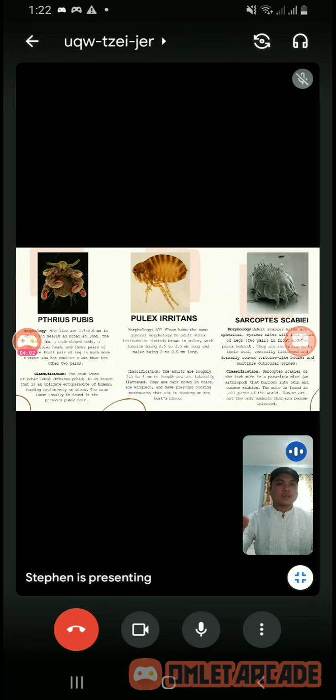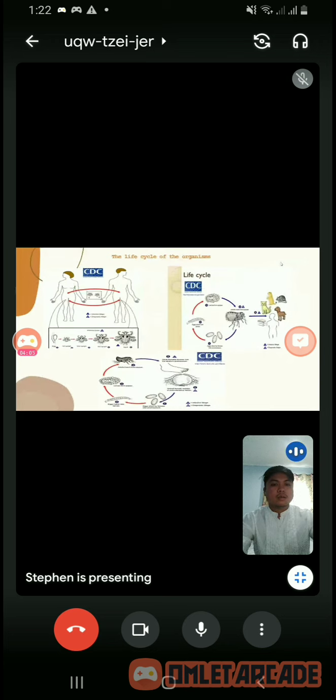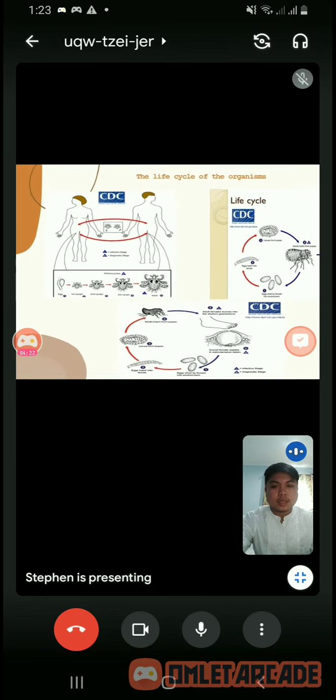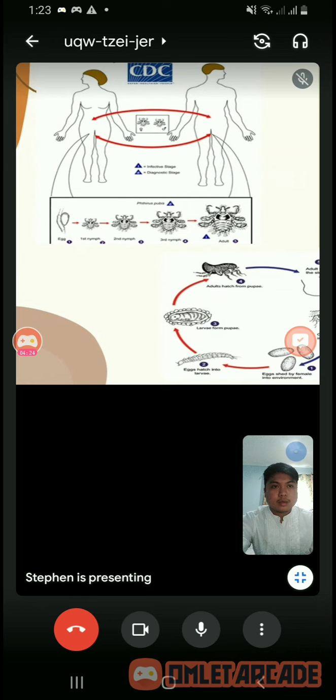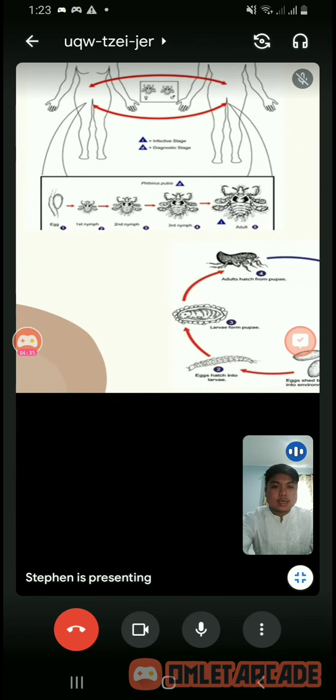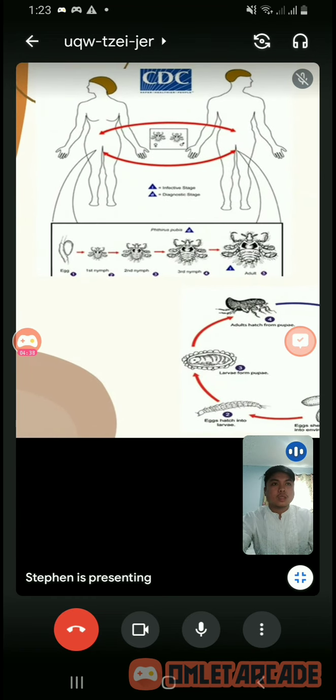So, pabalikan natin yung Pthirus pubis dito sa unang table. So, this is through contact by sexual activities. So, mag-uumpisa ito sa egg. Kung makikita nyo, i-zoom natin. Ayan. So mag-uumpisa sa itlog, first nymph, second nymph, third nymph, at sa adult. So, 1, 2, 3, 4, 5. So, 5 ang stages nito bago lumaki. So, it can only be transmitted to sexual activity nga.